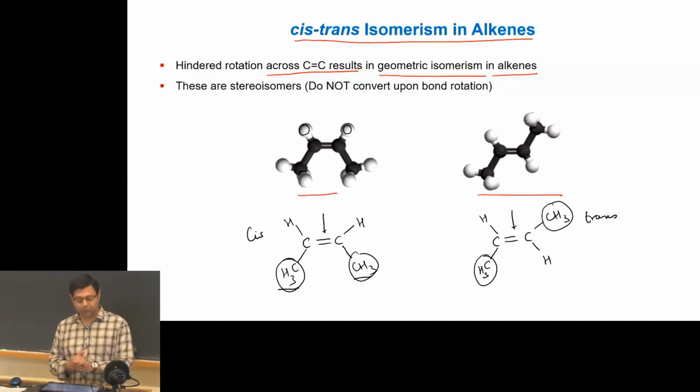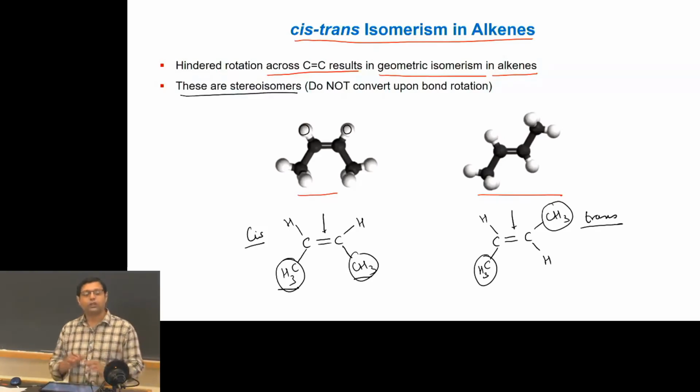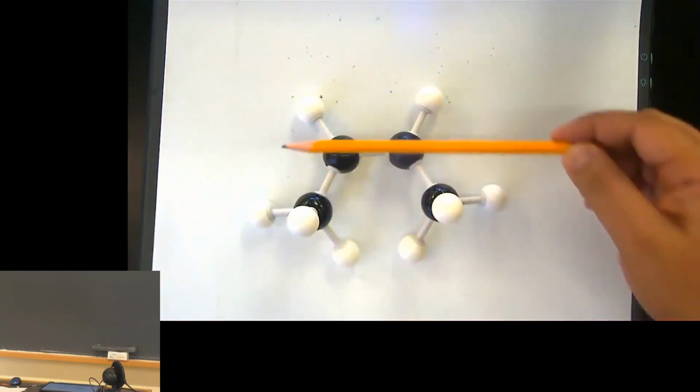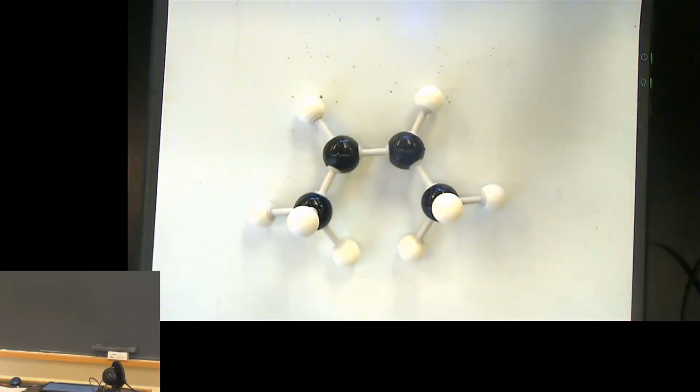And like we learned in chapter 4, cis and trans are stereoisomers because they only differ in arrangement of groups in three-dimensional space. So let me show you cis-trans isomerism with the help of the models. So what I have here is the cis isomer. These carbons are the double bonded carbons. Each of the double bonded carbon has a hydrogen and a CH3. But as you can see, both the CH3 groups are on the same side of the double bond. And that is why this is a cis isomer.